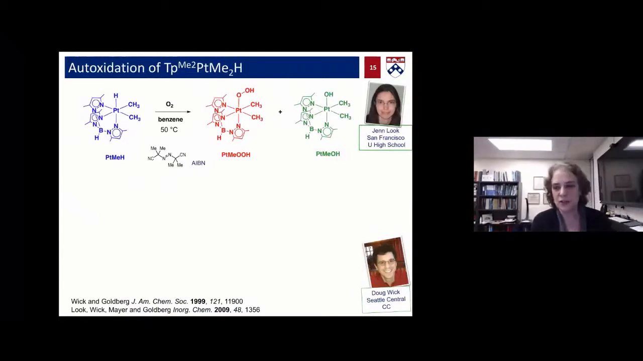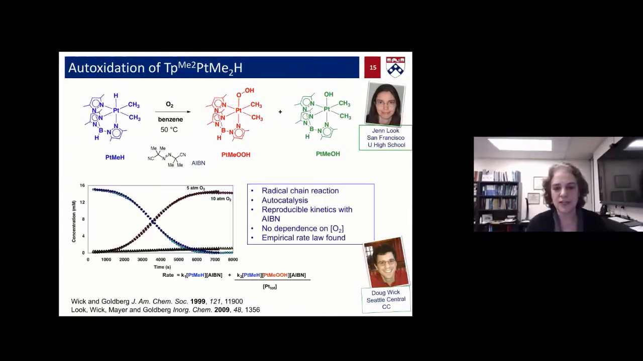So Jen Look was a graduate student who joined this project and did some beautiful investigations on the mechanism. What happens is when you add oxygen to these reactions, you form the hydroperoxide product mostly with a small amount of this hydroxide, and the reaction profiles look like as shown here.